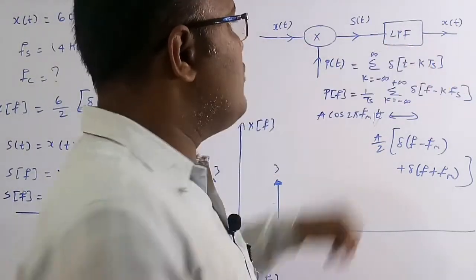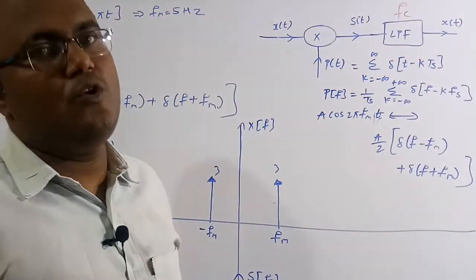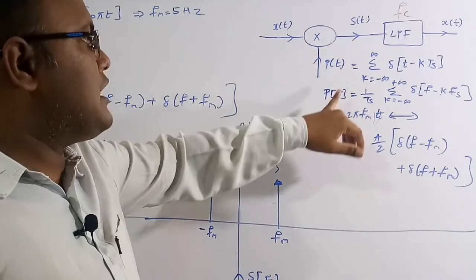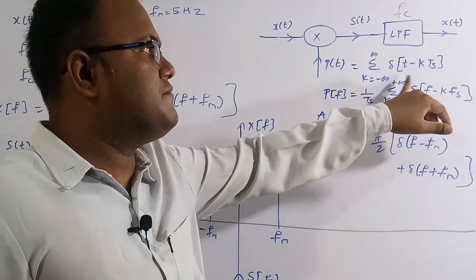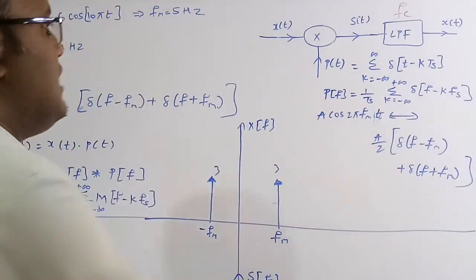So here we need to find the cutoff frequency of this low pass filter. We have to figure it out. We know p of t. The Fourier transform of p of t is p of f, which is 1 by Ts sigma k equal to minus infinity to plus infinity delta of f minus k fs. So this is p of f.